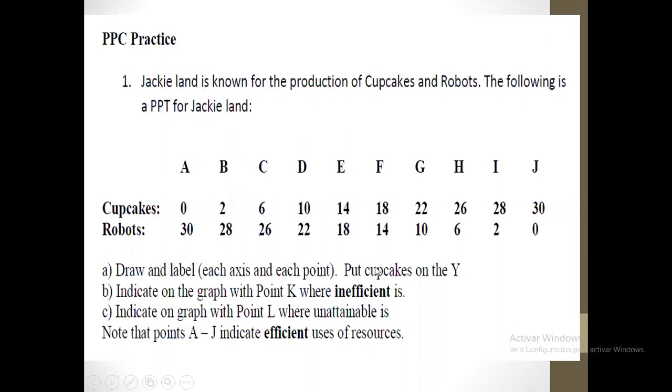Over here are the instructions now. ¿Cuáles van a ser las Y? Las Y van a ser las que dice los cupcakes. Este van a ser las Y y esta van a ser las X. Esta va a ser la información de las X y esta va a ser la información de las Y.